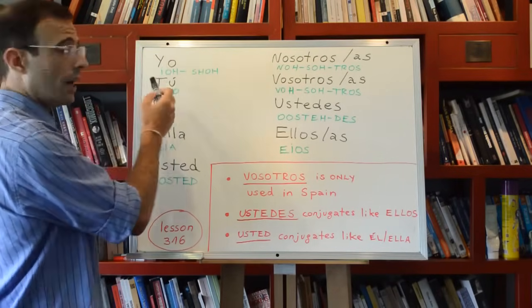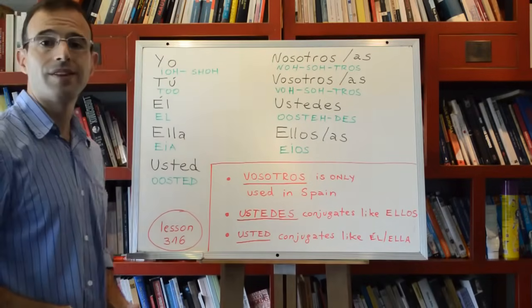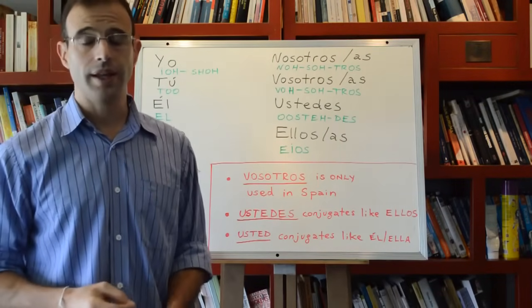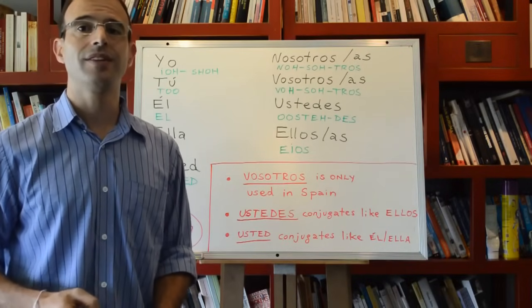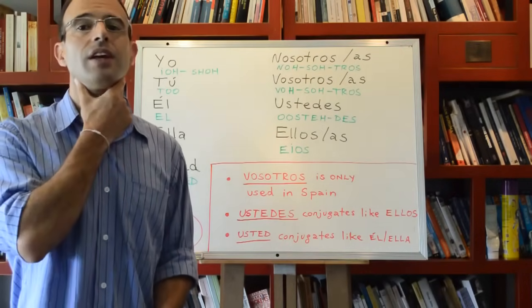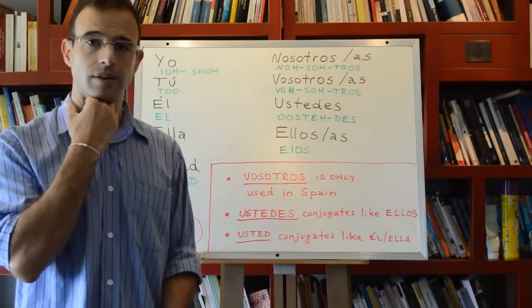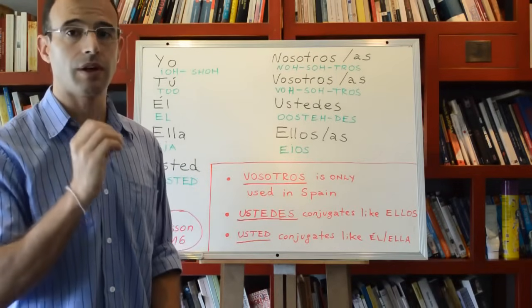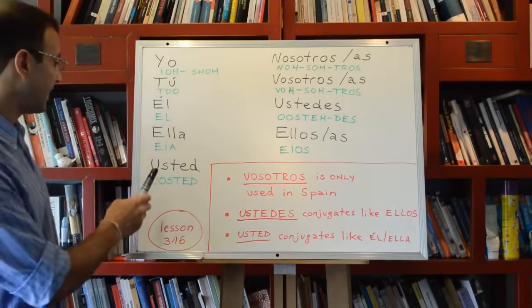So for I, yo, right? Yo. Remember that the sound from y and double l in Spanish is not exactly an e sound. It's like unsticking the back of your tongue from your back upper palate, right? And then pronouncing an e sound. So this is yo, yo.